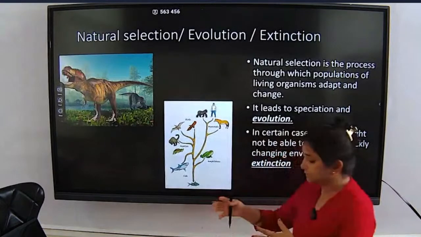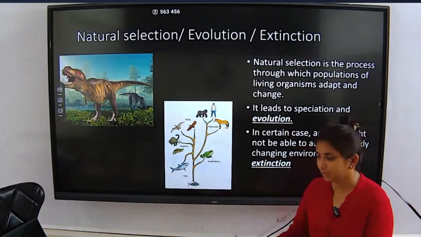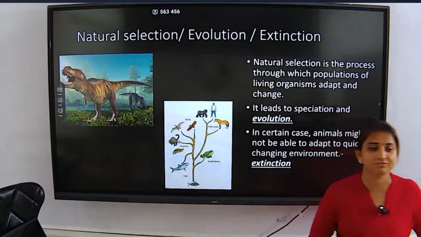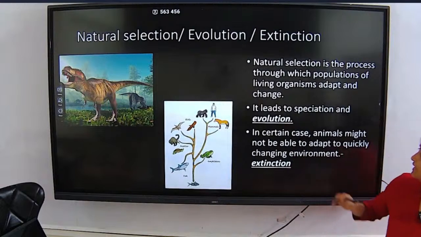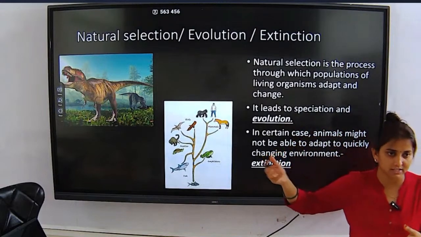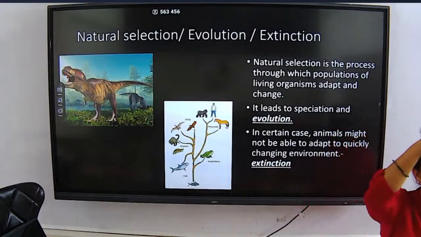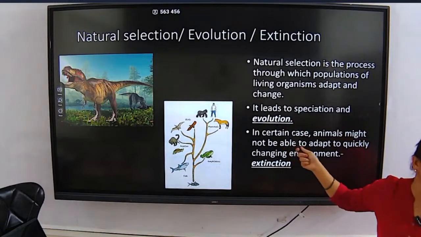Ultimately, because of all of this, because of adaptation or speciation or mutation or variation, the organism will start looking different. It can lead to speciation and evolution of the organism. For example, imagine a case wherein giraffes were not having enough food to eat. They started evolving with a longer neck, longer neck, longer neck. Ultimately they evolved.